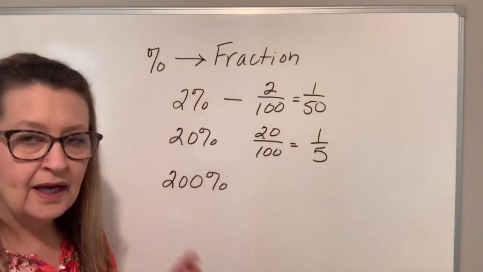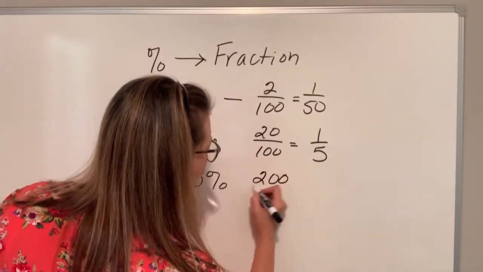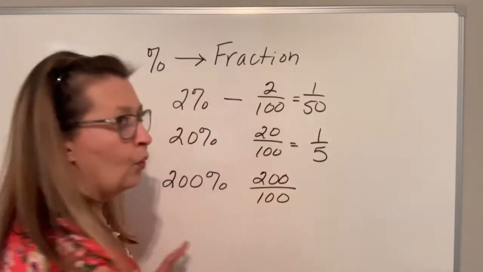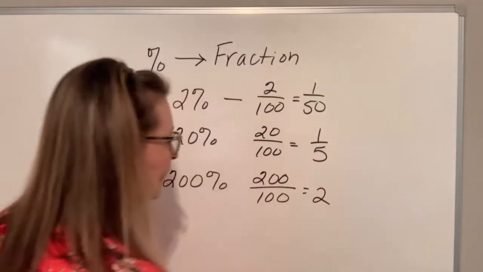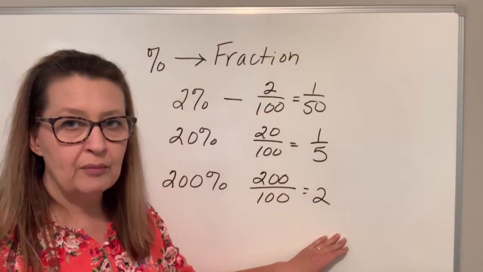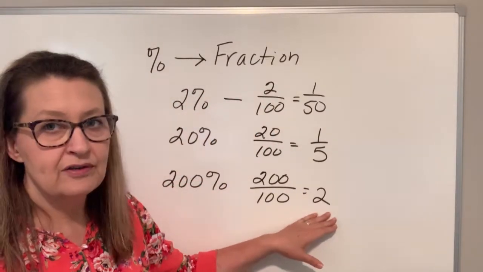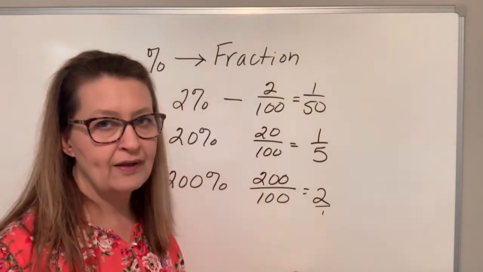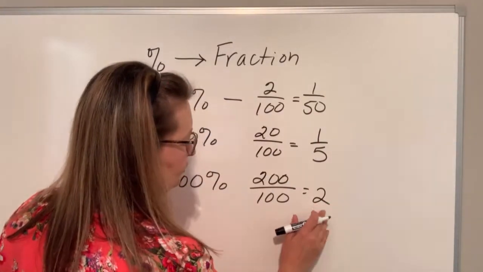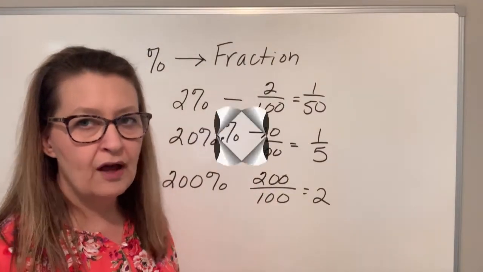If I have 200% and I want to change it to a fraction, I still put 200 over 100 and reduce it down. Now, reduced form of that is just going to be a 2. It's a whole number. Even though you're changing to a fraction, sometimes a whole number is a fraction. It could be understood to be over 1, but you're not going to write that if you just have 2. Okay? So no matter what you have, just put it over 100.